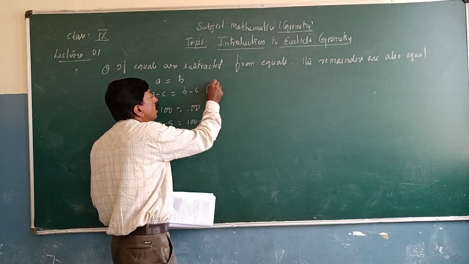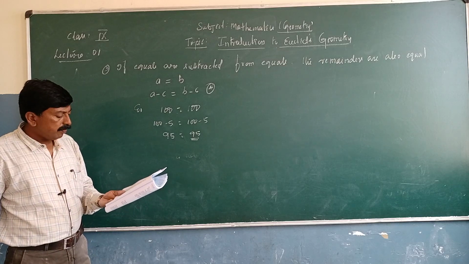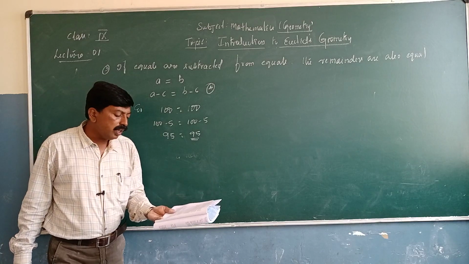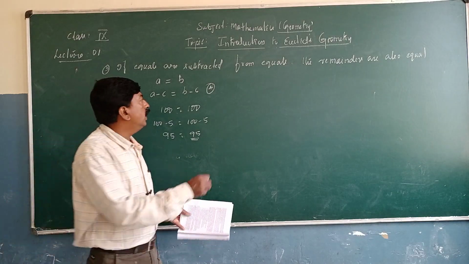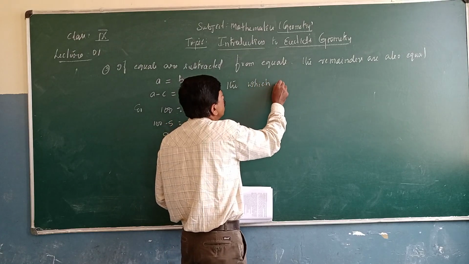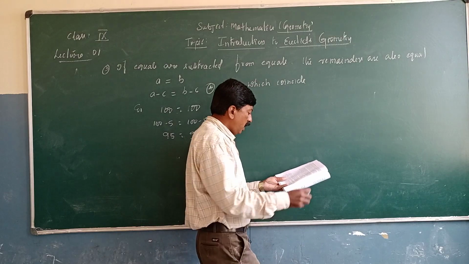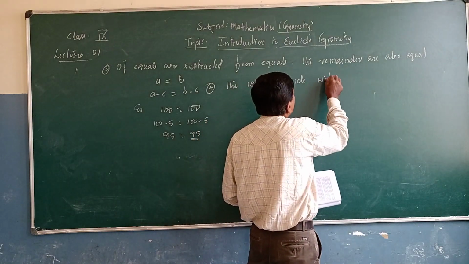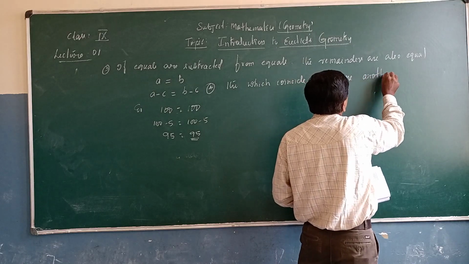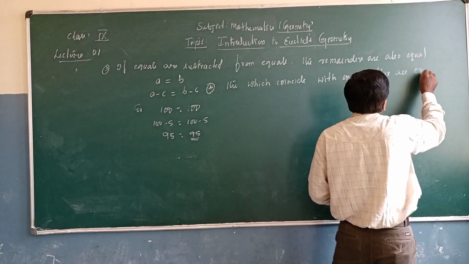Now let us take the fourth axiom. Things which coincide with one another are equal to one another.